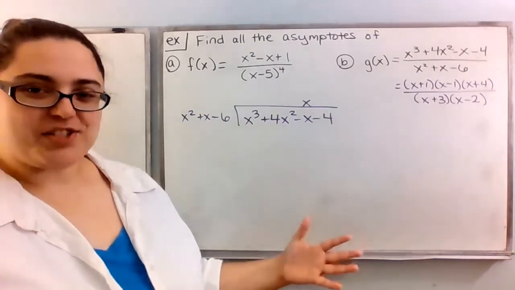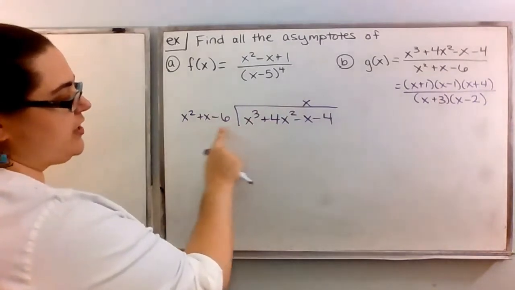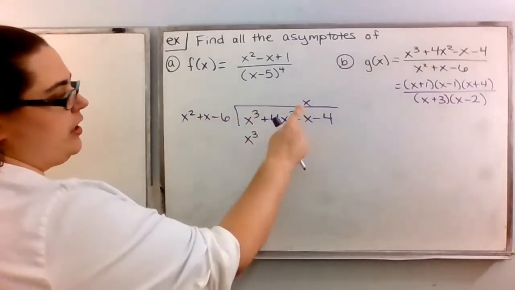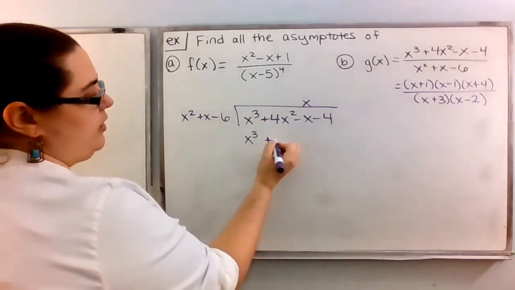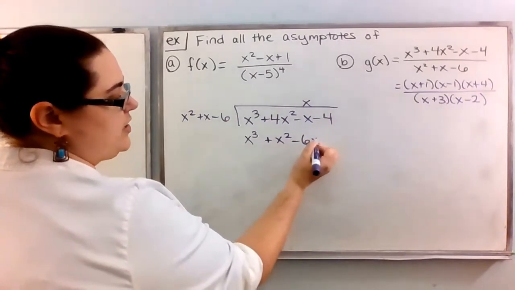That was our dividing question. Now we do multiplying. So I'm going to multiply x times the entire divisor. So x times x squared is x cubed. X times x is x squared. And x times -6 is -6x.